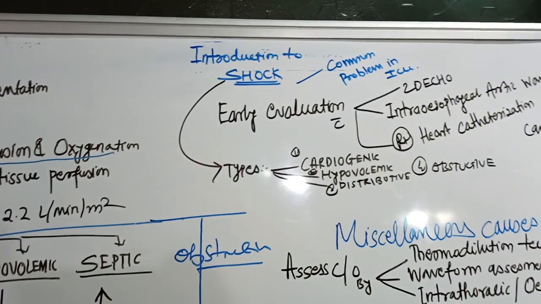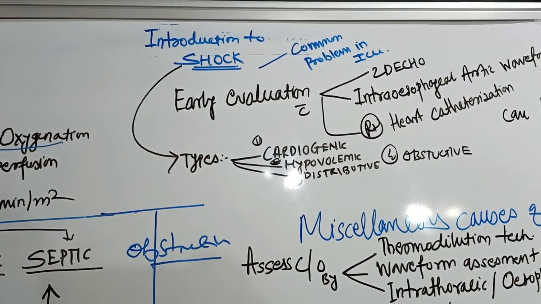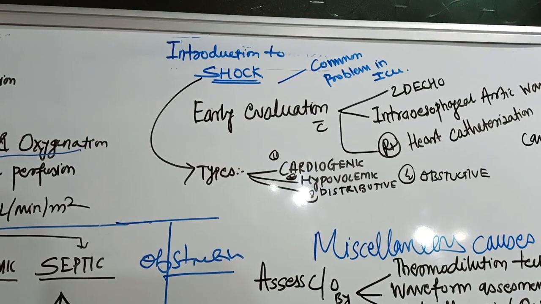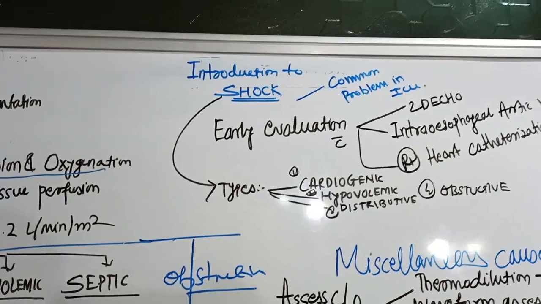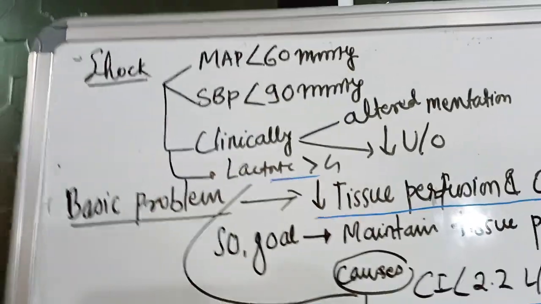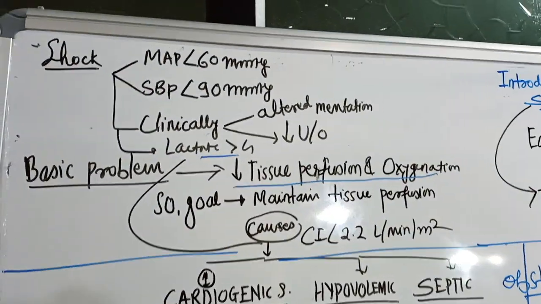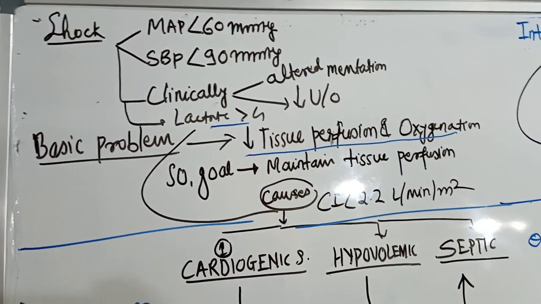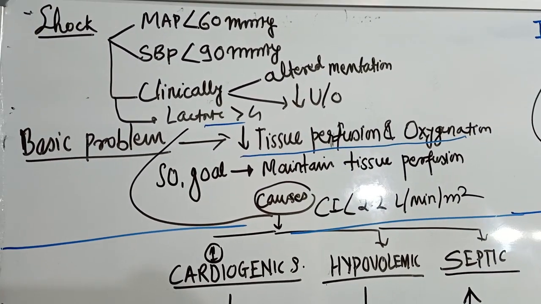So, today we'll discuss shock. It is a very common condition in ICU. In fact, it is the first topic for newcomers. So, what is shock? Shock is nothing but a mean arterial pressure of less than 60 millimeters of mercury, systolic blood pressure less than 90 millimeters of mercury.